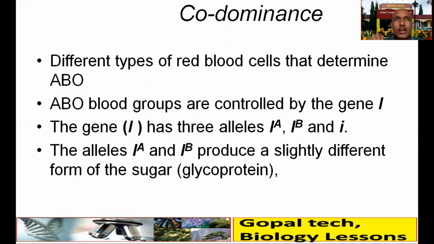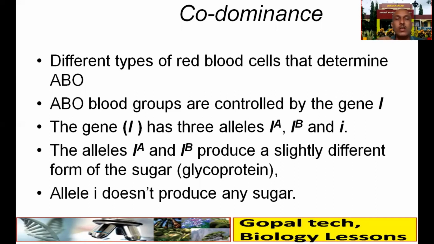The allele capital IA and capital IB produce slightly different forms of the sugar on the RBC, and that sugar is a glycoprotein. NCERT में, CBSE में question they will ask. So allele small i does not produce any sugar. A produces a different sugar and B will produce a different sugar. Okay. So allele small i does not produce any sugar.